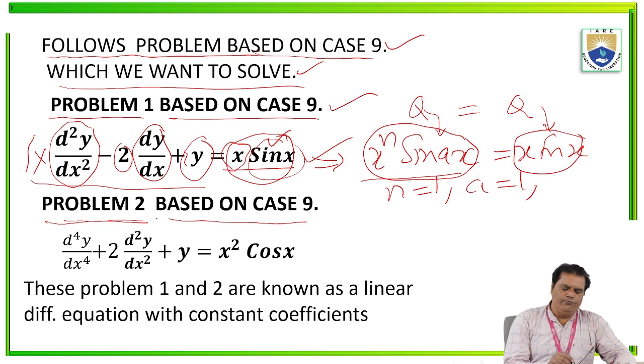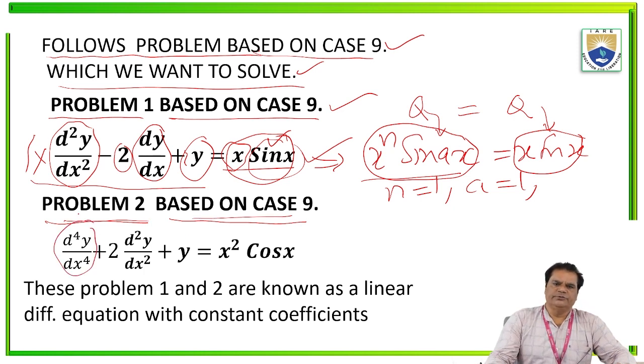Next, problem 2 based on case 9: d4y over dx4. This is a fourth order differential equation, a linear differential equation of fourth order with constant coefficient. This equation may be of nth order: 2nd order, 3rd order, 4th order, 5th order, more than 1 order. Minimum order is 2, maximum order is n.